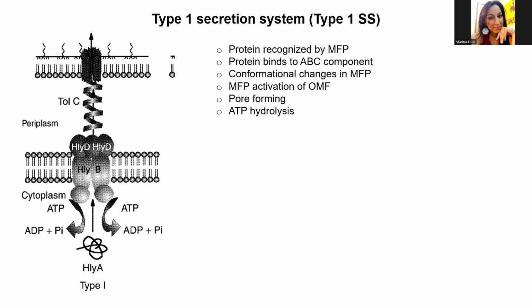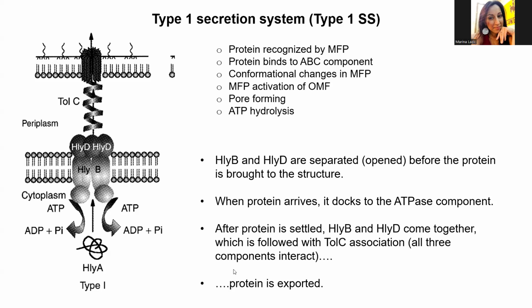So: recognition of hemolysin by the membrane fusion protein, binding to the ABC transporter, which has hydrolytic activity, conformational changes in the membrane fusion protein, activation of the outer membrane protein and pore forming, and last but not least, ATP hydrolysis. Again, this might be a little complicated. The other one will be, in my opinion, much easier.